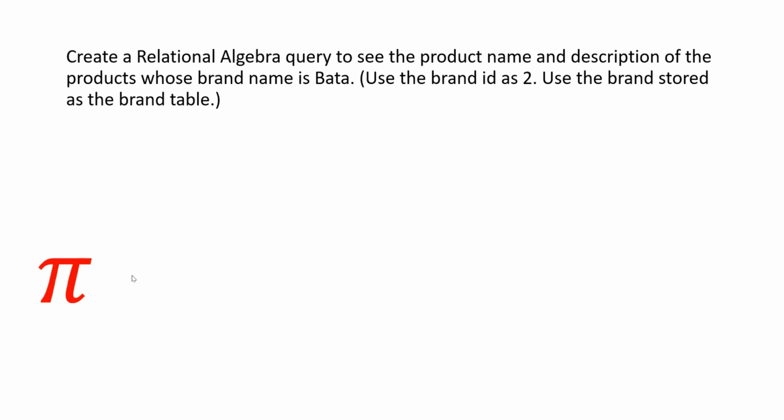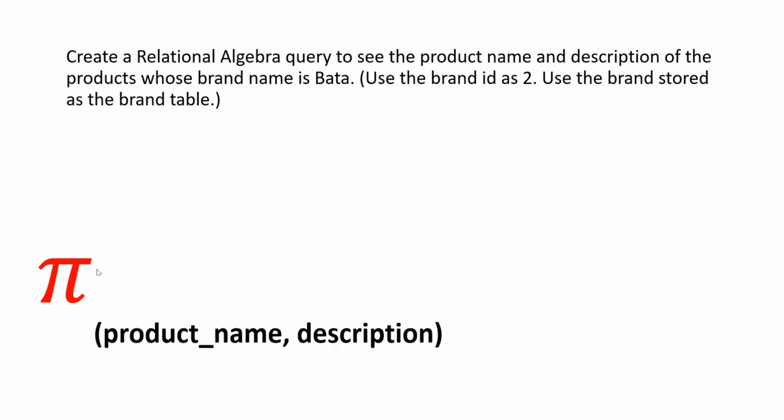first of all I have given a projection operator. That means we need particular columns. We need to get the product name and the description columns of this particular brand called Bata, and they have given the brand ID as 2. So we have given the projection operator, and then we have given the condition, product name and description. After that, within the brackets, we usually put the table name here, the conditions here, and the operator here. But in this case, we are not going to put the table name here.